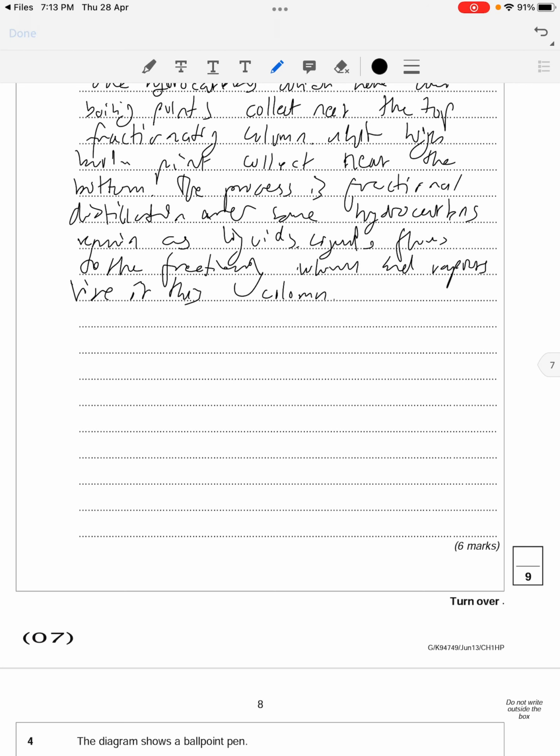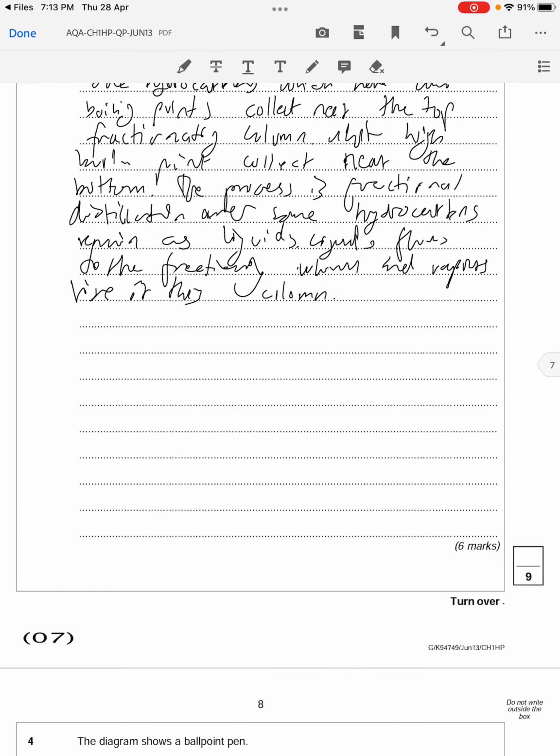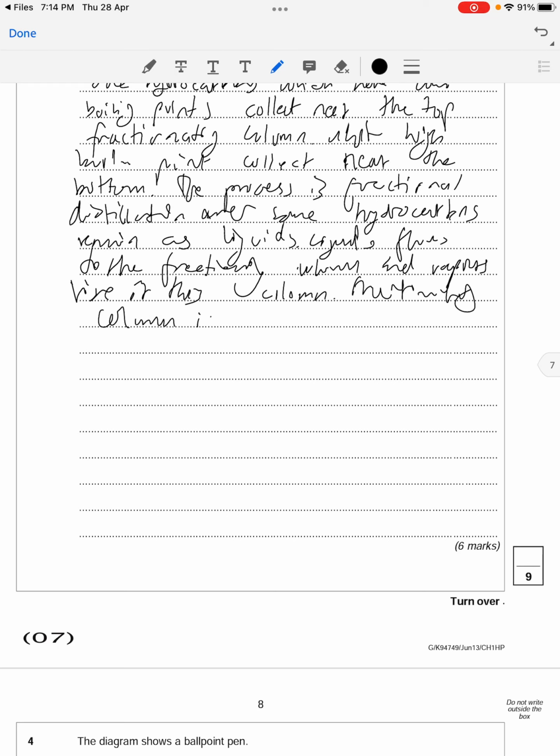Alright. So what we need to understand are these points. You can mention more than 6 points, but just to remain safe, mention more than 6 points. You can mention that some of the hydrocarbons remain as vapors and they condense. You can mention that the gases rise up out of the top of the fractionating column. The fractionating column is cool at the top, whereas it's hot at the bottom.